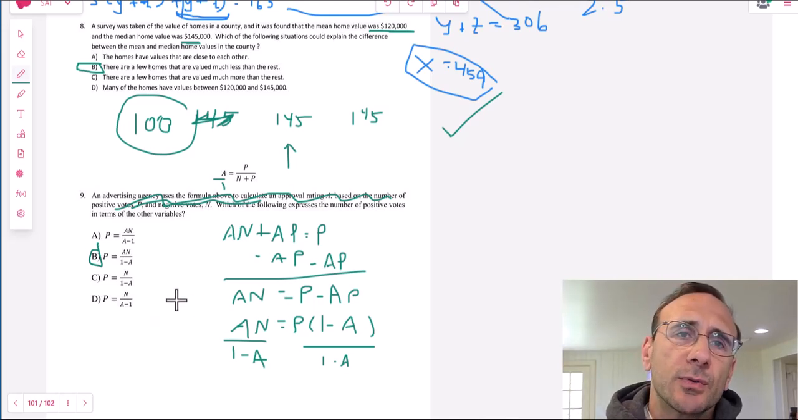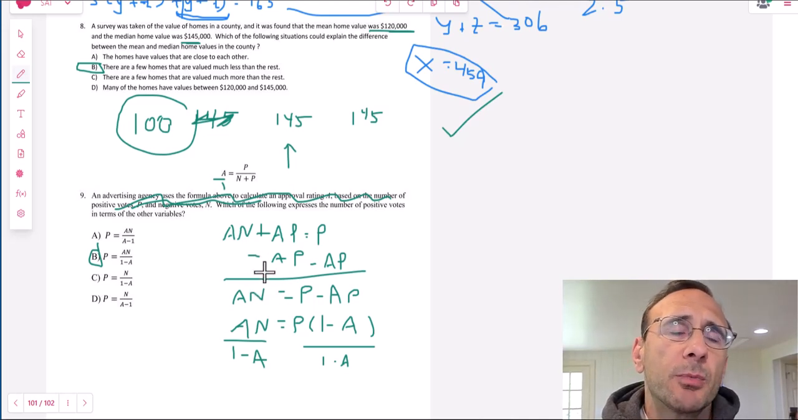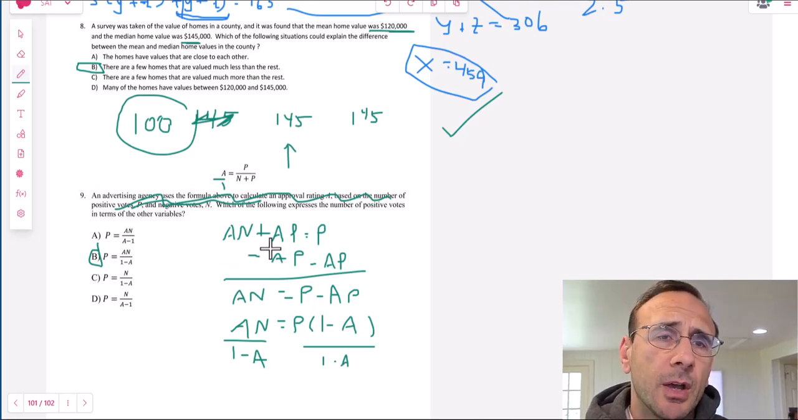So always look at the answers for clues. You have a whole other sheet of these to practice. These are some very representative SAT prep problems.